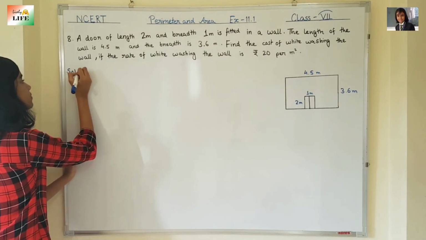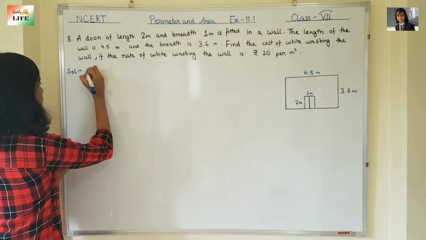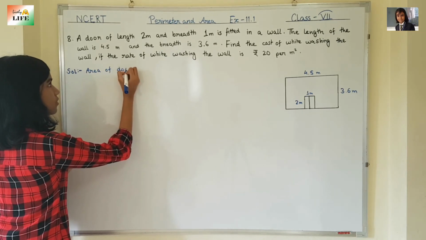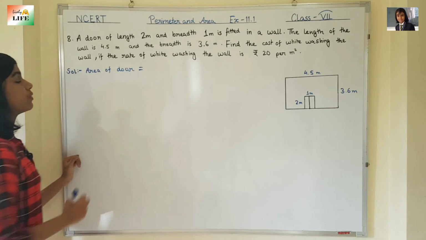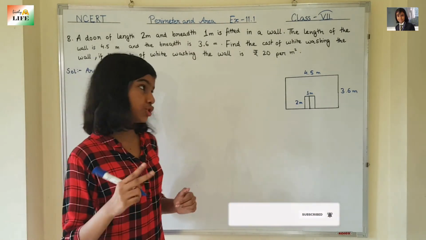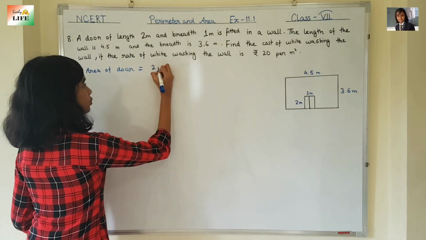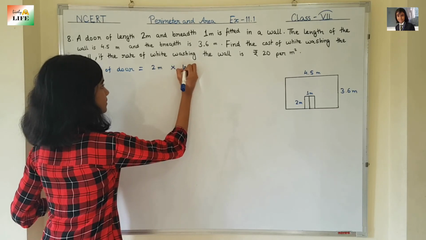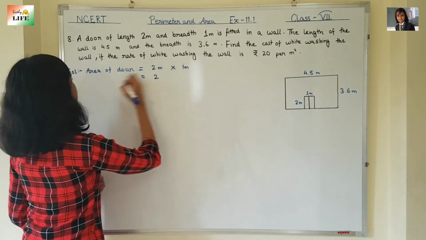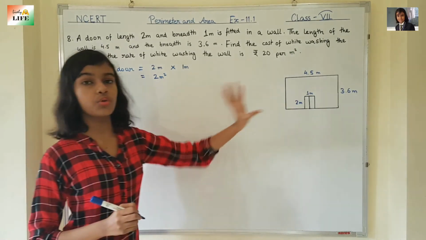Solution. First, area of door. Door is rectangle, right? What is the formula of area of rectangle? It is length into breadth. So length 2 meter and breadth 1 meter. 2 meter multiplied by 1 meter. What is the answer? 2 into 1 is 2. And area, so meter square. Right? This is the area of the door.